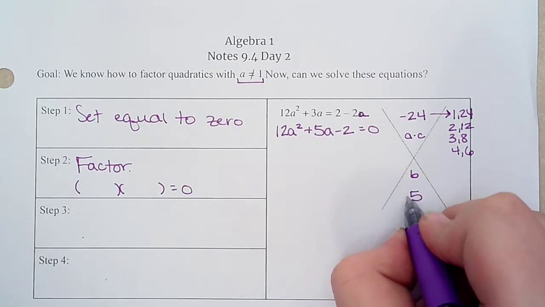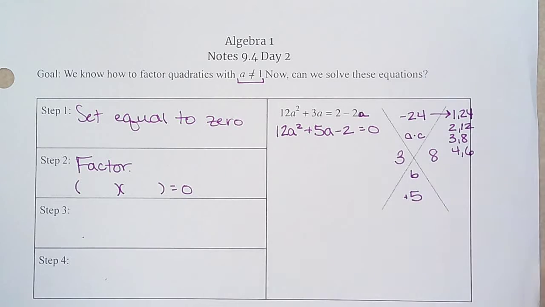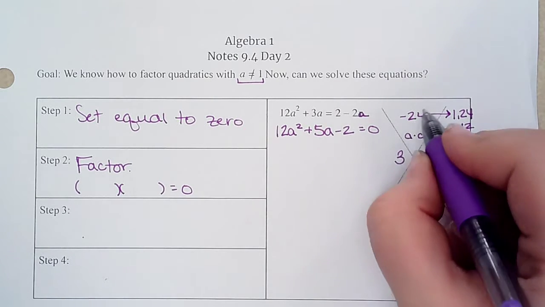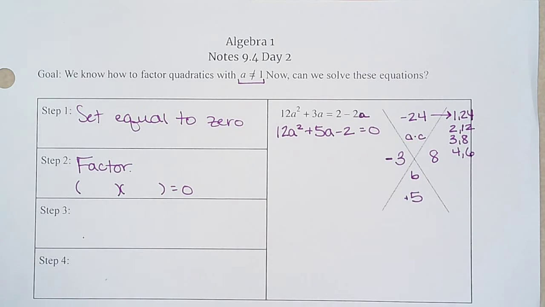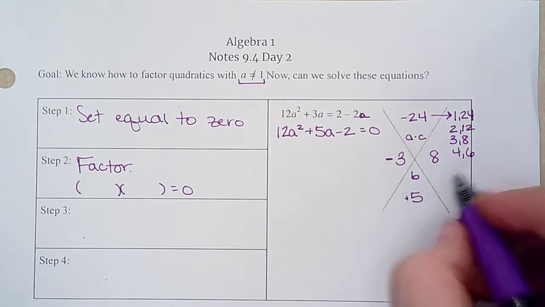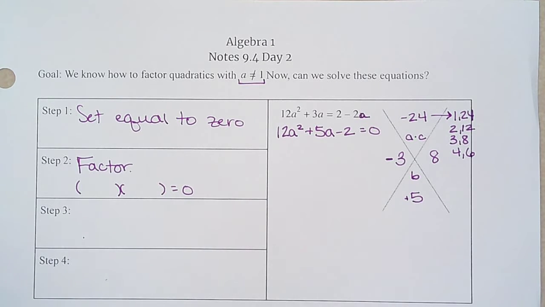How do we get a positive 5 out of those numbers? Well, an 8 and a 3 paired up will do it. If we want a negative 24 but a positive 5, we're going to have to make the smaller number a negative so that a positive 8 and a negative 3 sums to a positive 5.